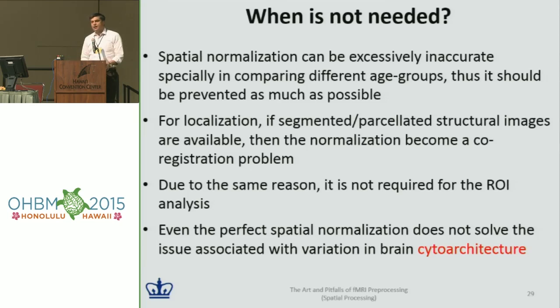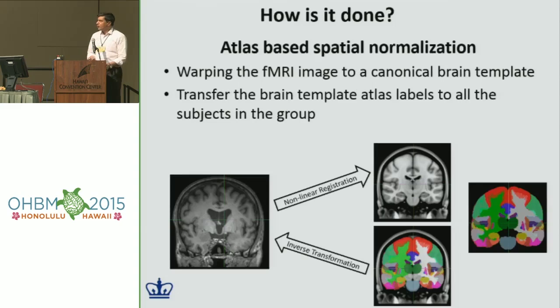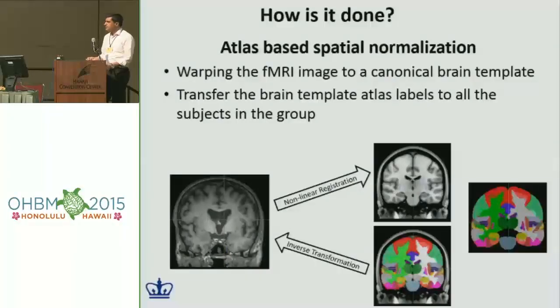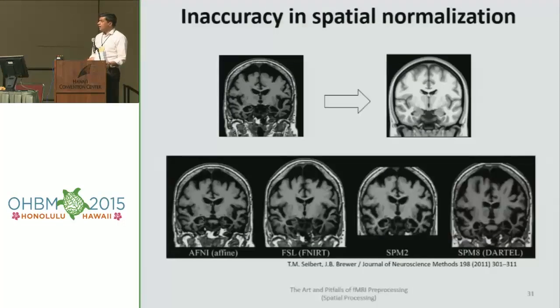But nevertheless, our problem, as I will show you in a slide, is much worse than that. We're not talking about a 1 millimeter, 2 millimeter, 3 millimeter difference. We're talking about a 10 millimeter difference here from spatial normalization. So atlas-based spatial normalization warps your subject to the template; you have the atlas, you take the atlas, use the inverse transformation, and bring the data to your subject space.